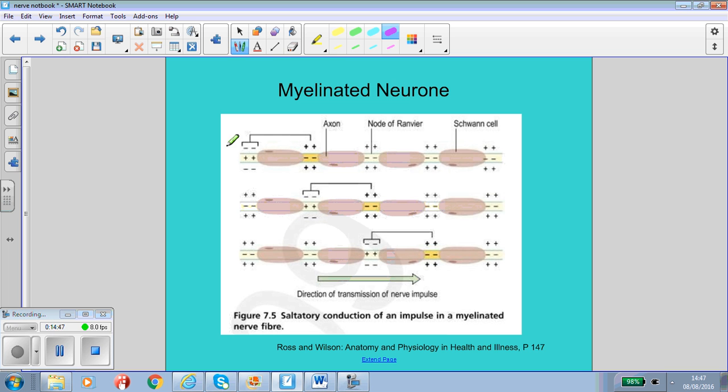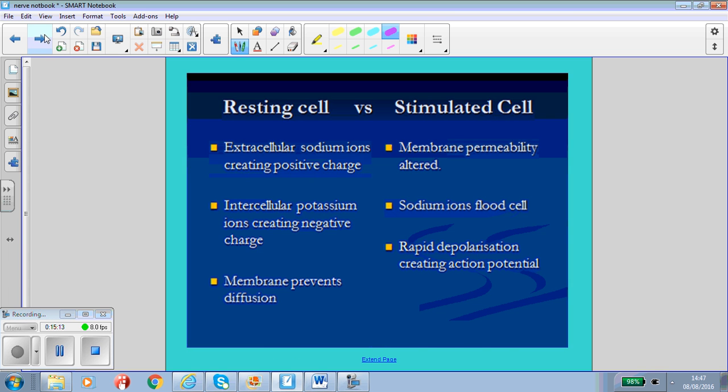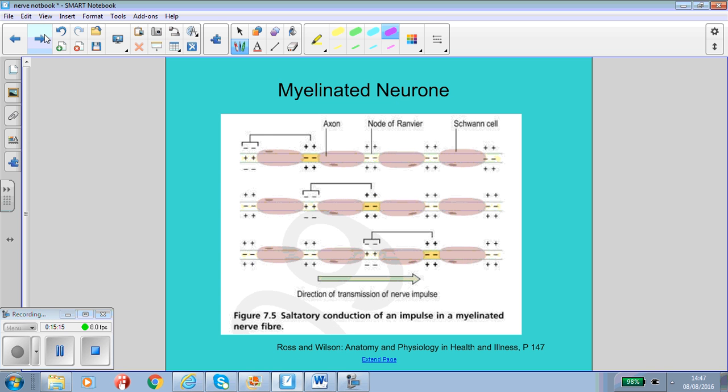And because it can only take place at spots along the length of the axon, it makes the process quicker. Because rather than, let's go back to this diagram here, it having to happen the full length, it can jump bits. It can happen here, and then we can go to here, and then here, and then here, because the myelin sheath is protecting the rest of the way along there. So it makes the transmission of the impulse much quicker.